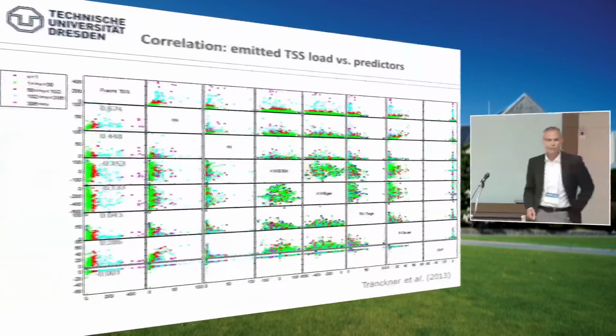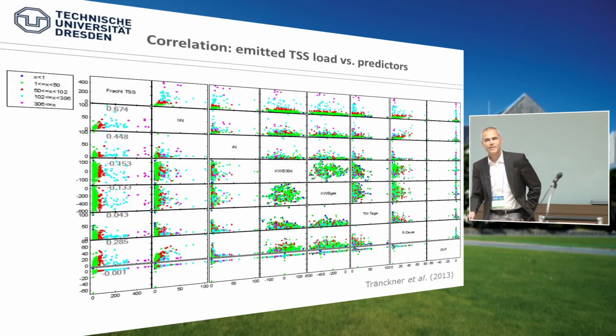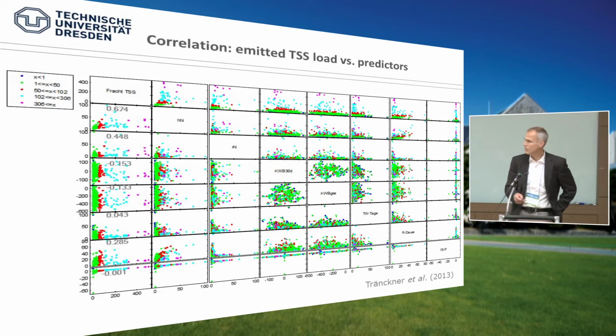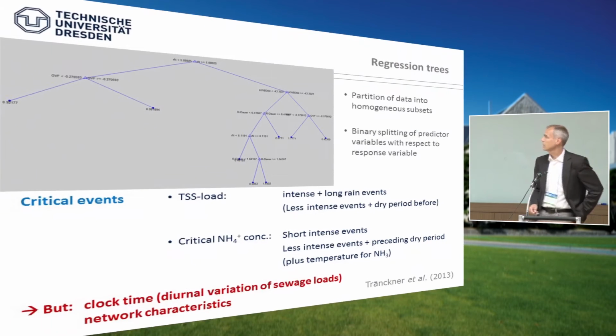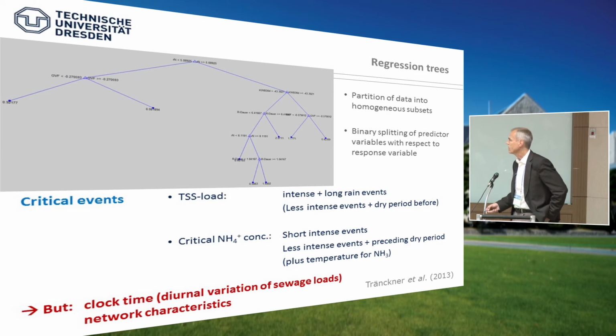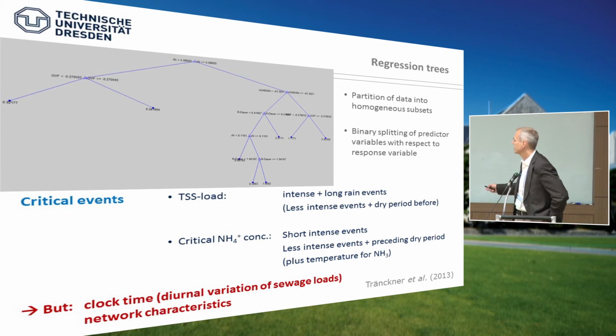So all these clouds of dots are just telling that we didn't get good correlation for any of those predictors. This was not so surprising, of course. It's a combination of different effects. You see the correlation here is not really satisfactory. We went through another exercise looking at regression trees. We could get out some information here at least. Critical events with regard to total suspended solids loads are intense and long rain events, or less intense events and a long dry weather period before. That is what we were expecting somehow.